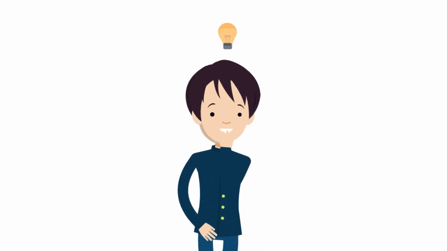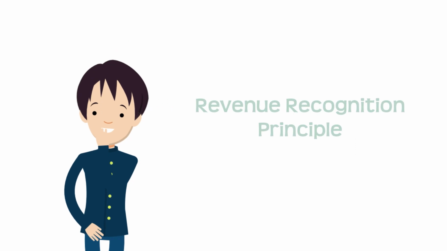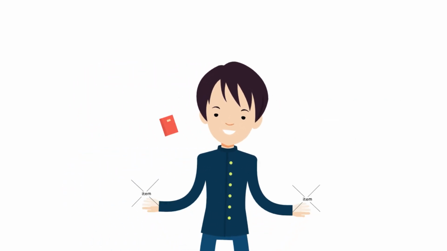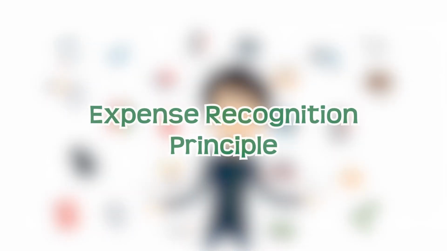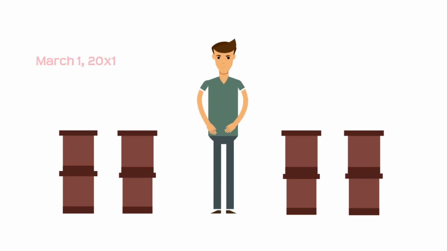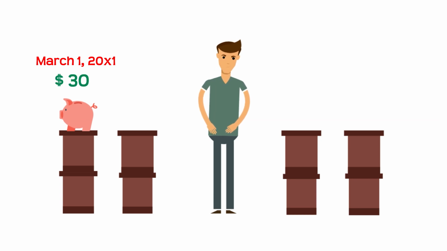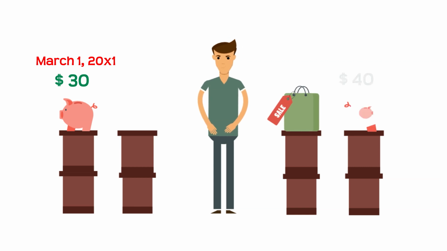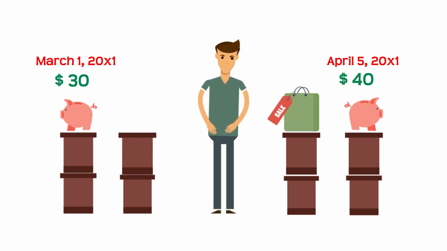We learned about the idea behind the revenue recognition principle, and we also discussed an example. Now, let us talk about the expense recognition principle. Imagine yourself as a sportswear seller. On March 1, 20X1, you paid $30 for a pair of shoes to sell in your store. You subsequently sold it for $40 on April 5, 20X1.